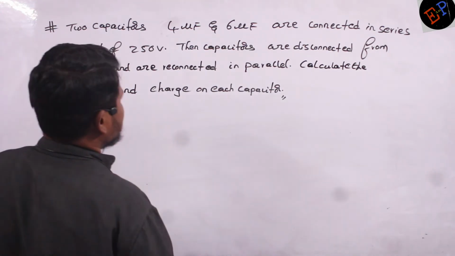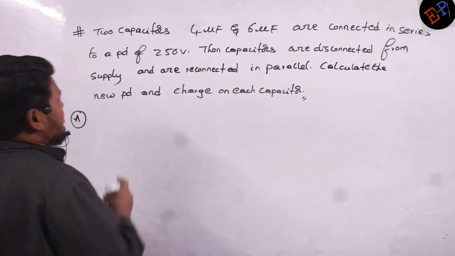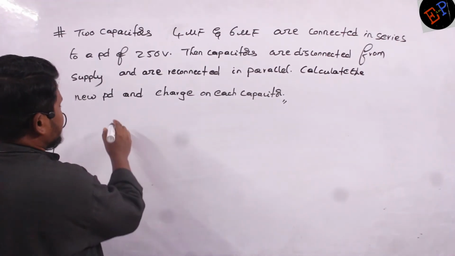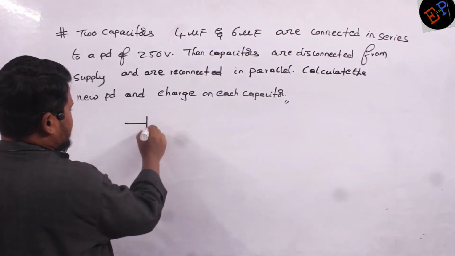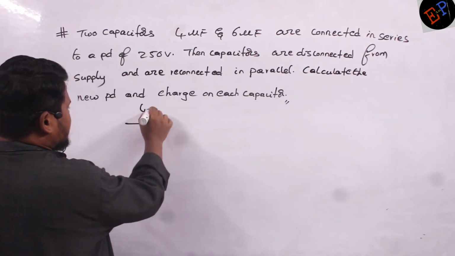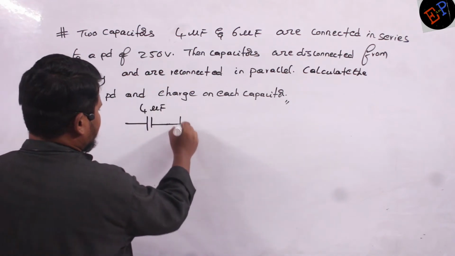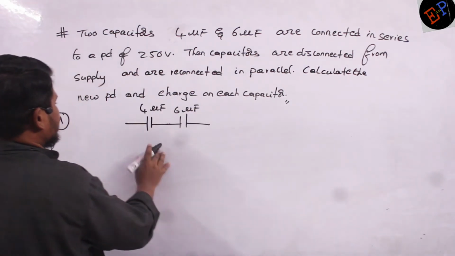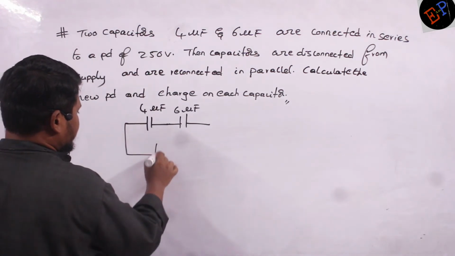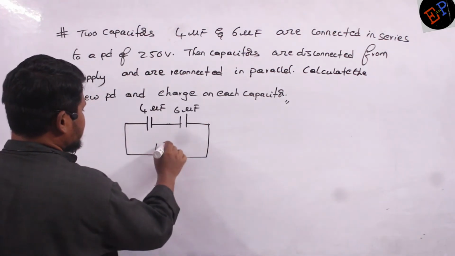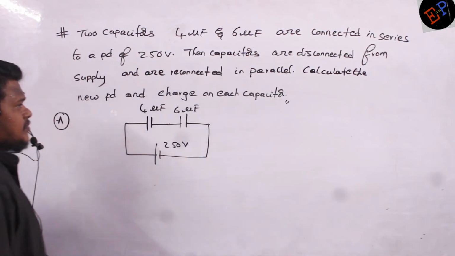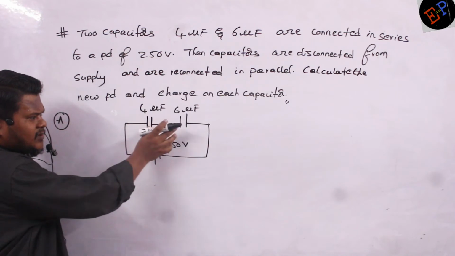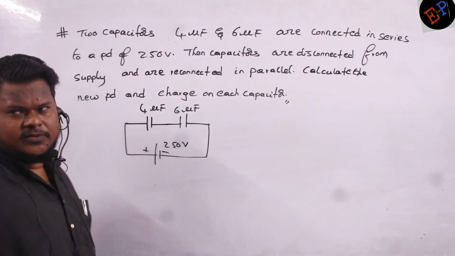So, two capacitors of 4 and 6 microfarads are connected in series to a potential difference of 250 volts. So previously they were uncharged capacitors. So this is 4 and this is 6 microfarads. So they are connected to a potential difference of 250 volts. Clear, no? So if I connect them to a battery, then what happens? They will get charged, no?